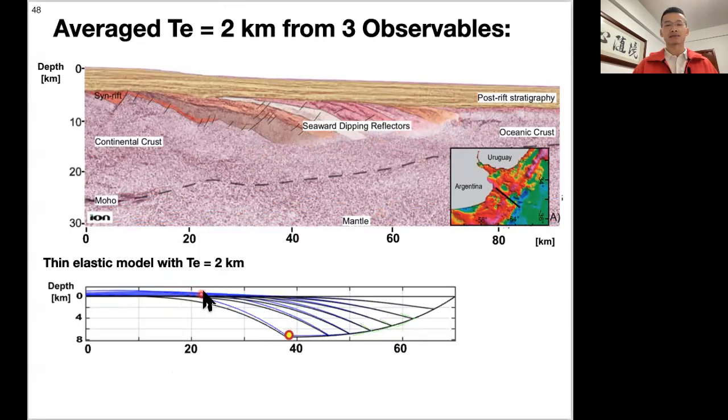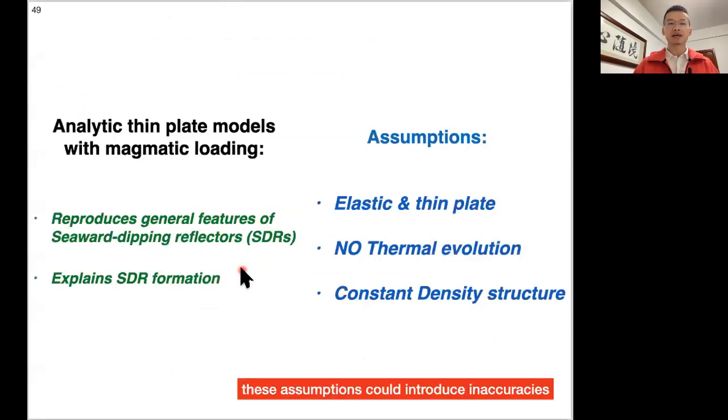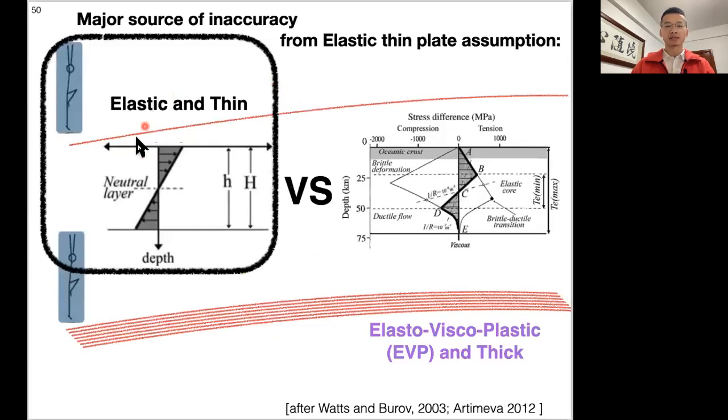And we can then use this as an input parameter to generate an elastic model profile that looked like the data. So the analytic thin plate model can reproduce general features of SDRs and explain their formation, but has several assumptions, like the elastic thin plate. And this assumption could introduce inaccuracy. The major one is this elastic thin plate assumption.